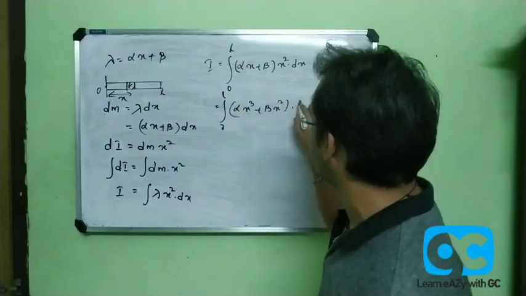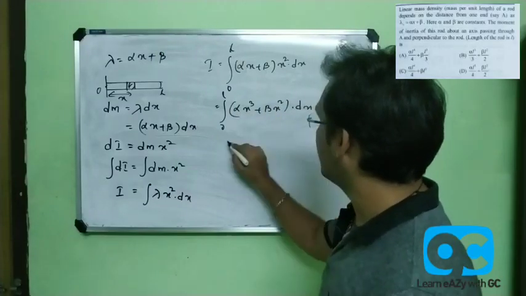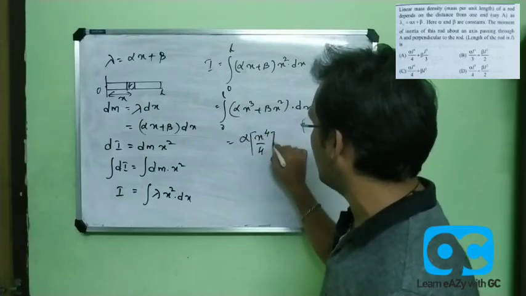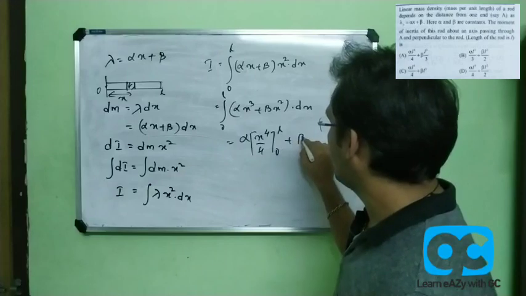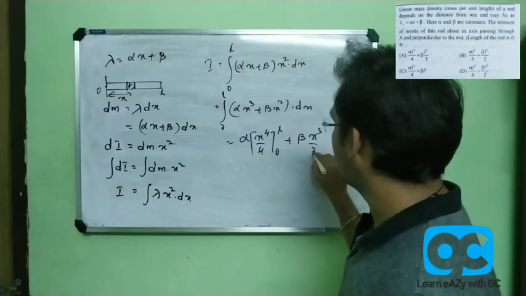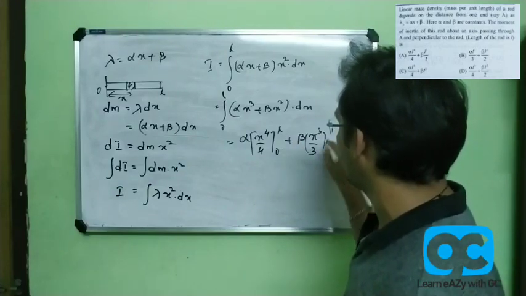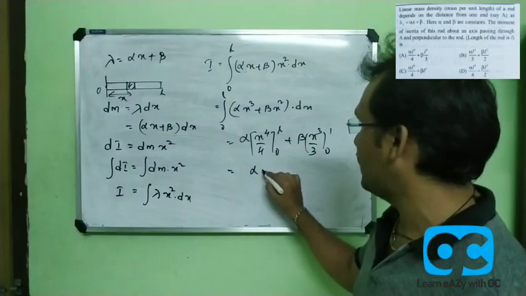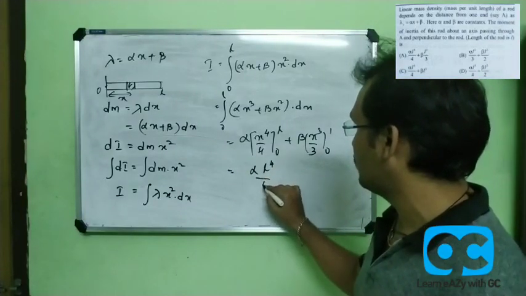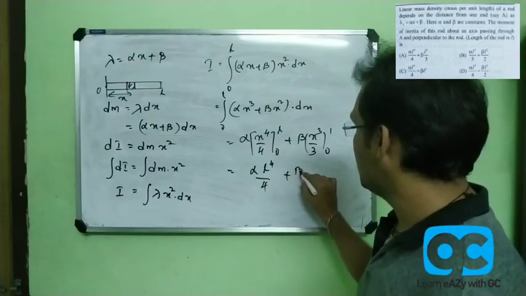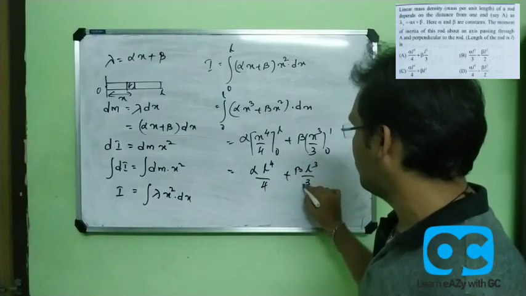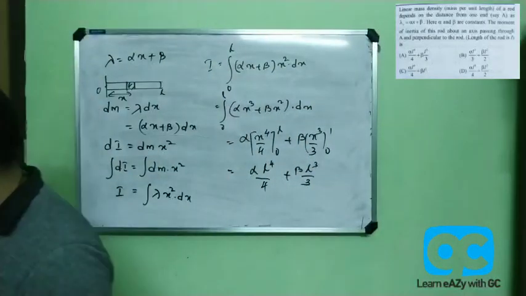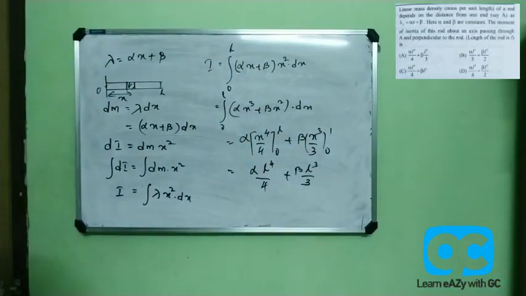What will you get? Alpha into x raised to 4 by 4 varying from 0 to L, plus beta into x cube by 3 varying from 0 to L. Then substitute L. You will get alpha L raised to 4 by 4 plus beta L cube divided by 3. Option A is the correct answer.